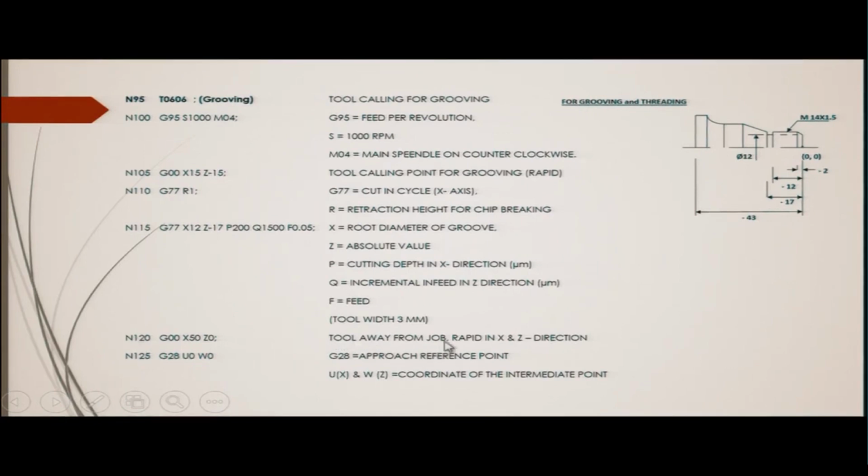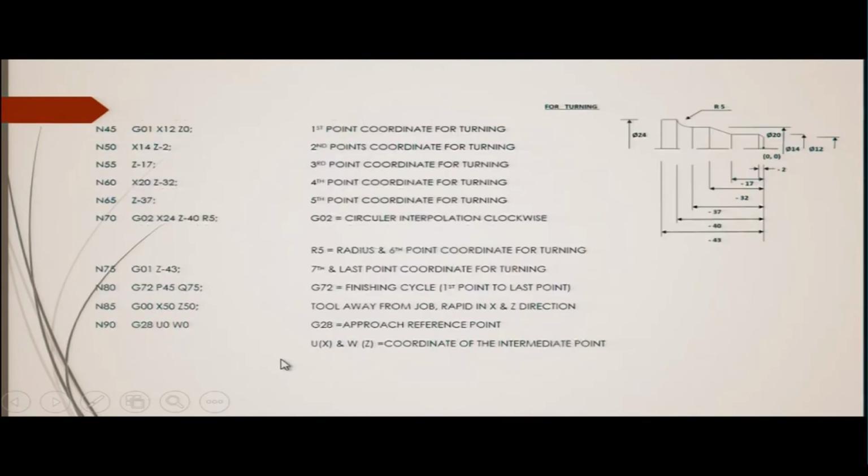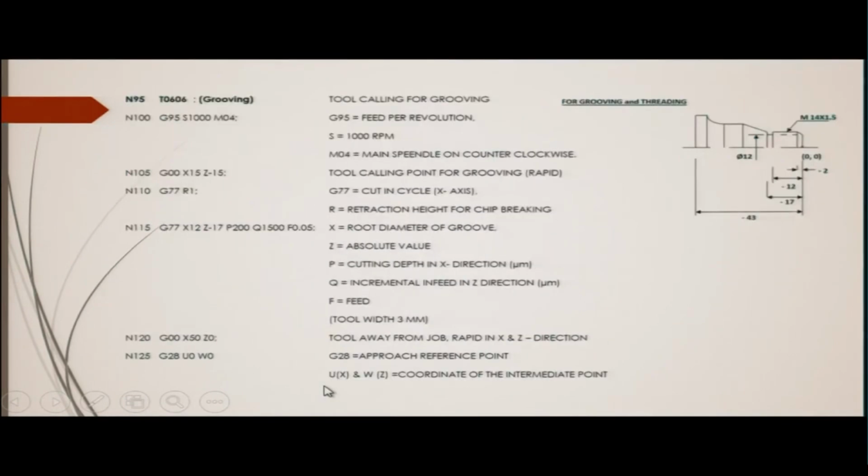Next is tool away from the job, which is given as G00 rapid movement. This is in the block number 120, and we are keeping it at X50 and Z0. This is approaching the reference point, all right. Then next is G28, approach the reference point, okay, and here are the coordinates, and these coordinates are the same as we have taken for the tool here. For example, if you see N90, this is also U0 W0, the same way we are taking the tool to the reference point, okay.